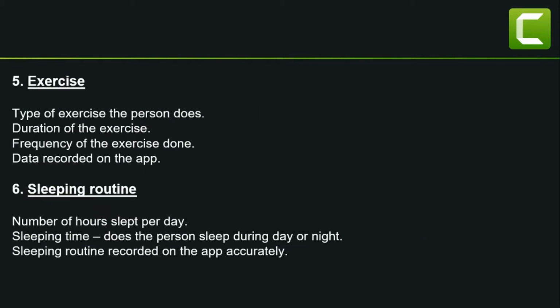Then, moving on to exercise, you can record the type of exercise the person does, duration of the exercise, frequency of the exercise, and that data can be recorded on the app. And then, sleeping routine. The number of hours slept per day needs to be calculated. Then, sleeping time, for example, does the person sleep during the day or the night, and the sleeping routine is recorded on the app accurately.